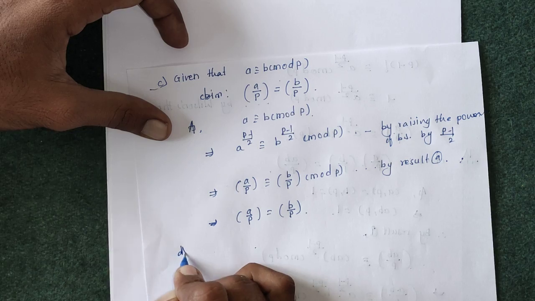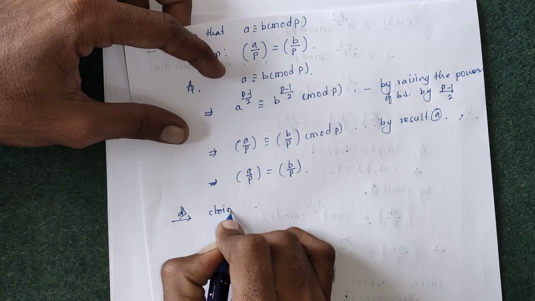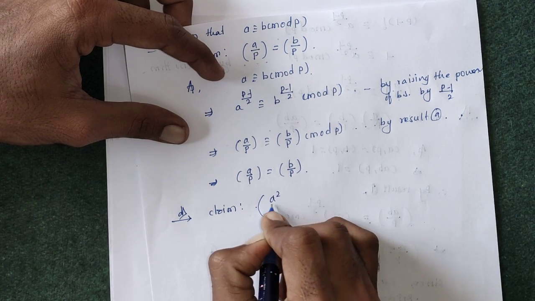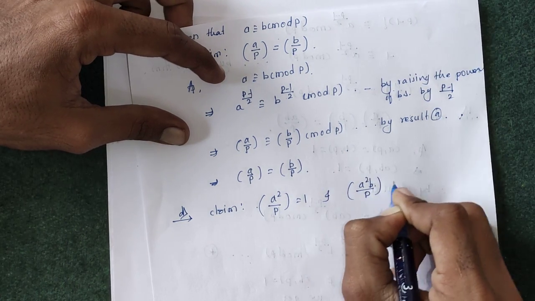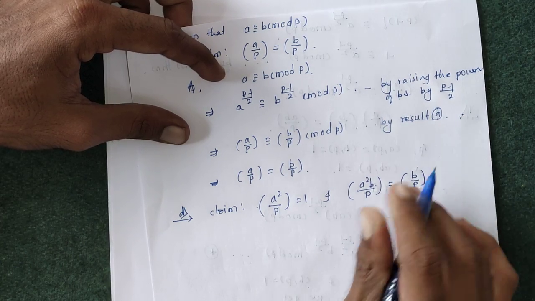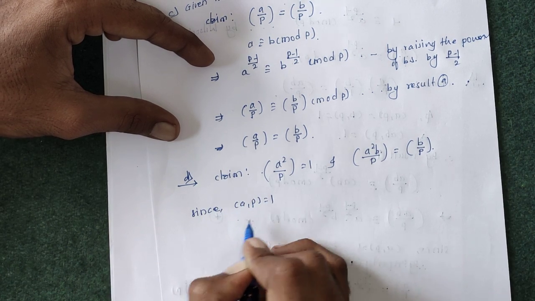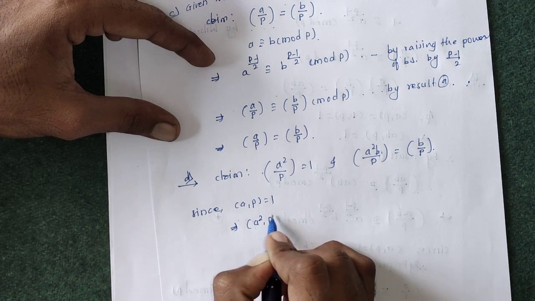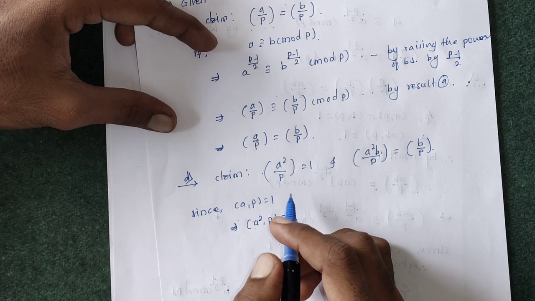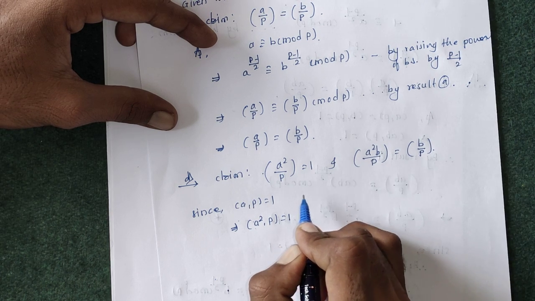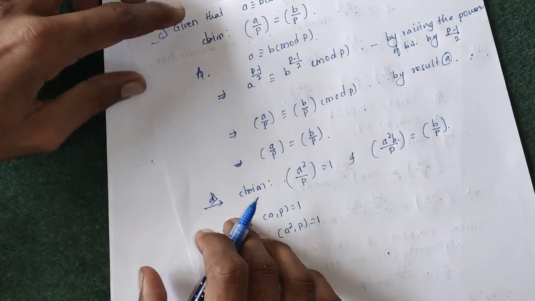Now, to prove the fourth result, our claim is that the Legendre symbol of a square with p is equal to 1, and the Legendre symbol of a square b with p is equal to the Legendre symbol of b with p. Since we are given that GCD of a and p is equal to 1, this will give GCD of a square and p is equal to 1, using the result that if GCD of a and m is equal to 1 and GCD of b and m is equal to 1, then GCD of ab with m is 1.